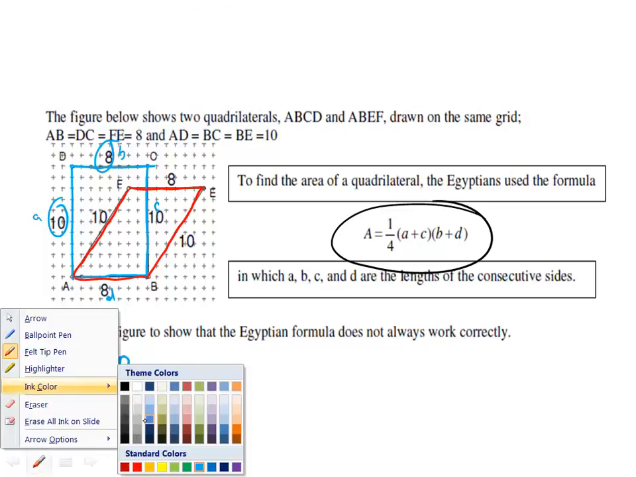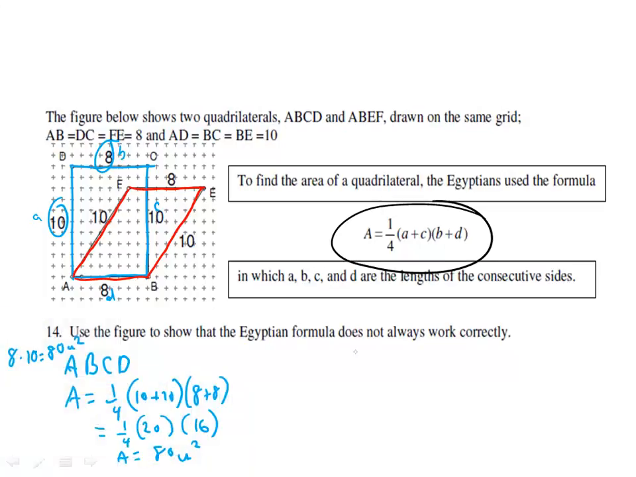All right, first let's do the Egyptian one. So this is for A, B, E, F. So I have the area equals 1/4 times, again, 10 plus 10 and 8 plus 8. So that's the same work we had over here. So it's going to show that using the Egyptian formula, the Egyptians are saying that it is 80 units squared. All right. Not so fast.